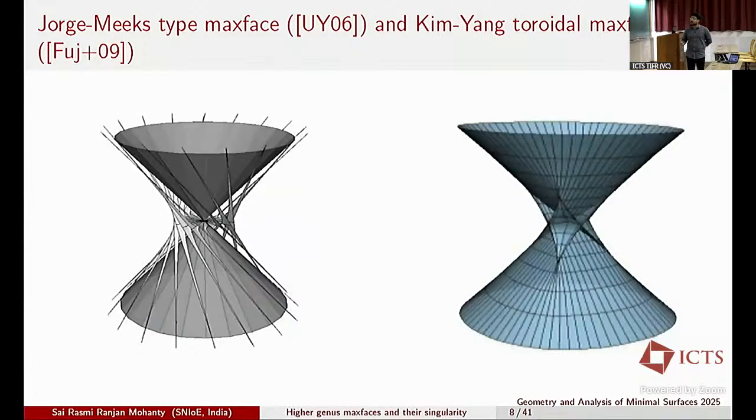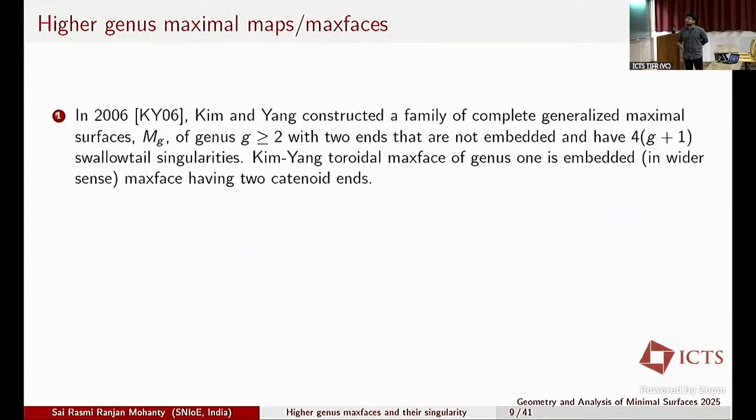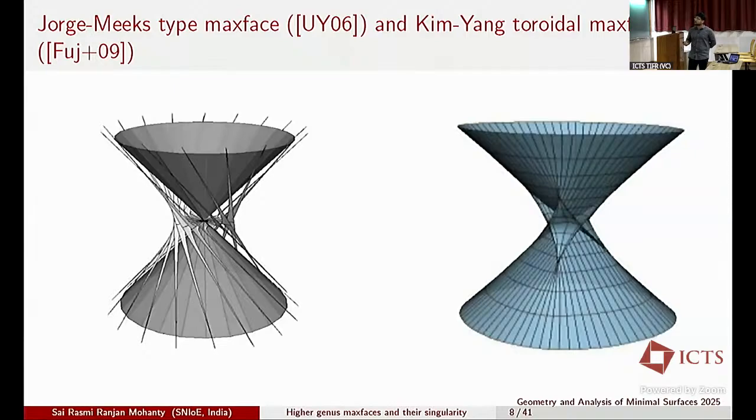Similarly, in higher genus also, many authors provided some higher genus cases. In 2006, Kim and Young constructed a family of complete maximal maps. This is not a class of Max spaces, only complete maximal maps with higher genus, but there are only 2 ends. And this surface has 4G plus 1 swallowtail singularities, and for the genus 1 case, Kim and Young provided this example, the Kim and Young toroidal Max space.